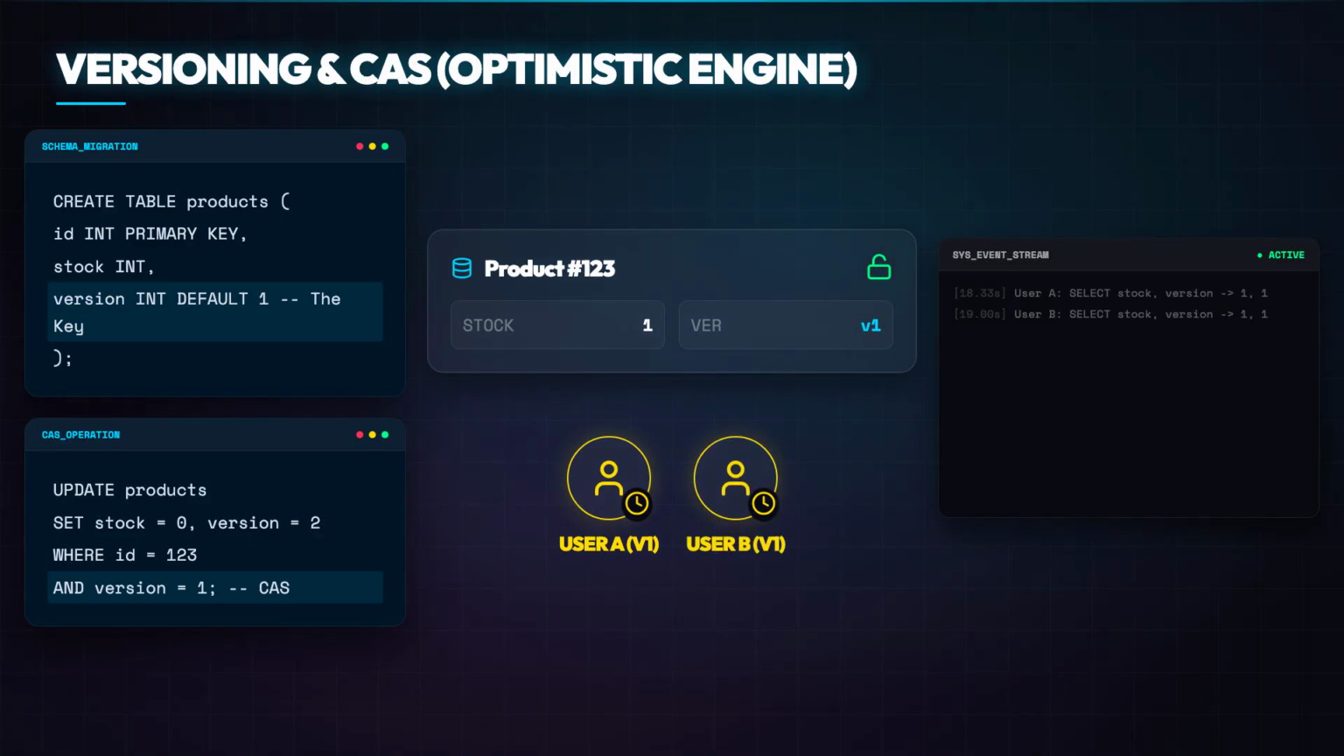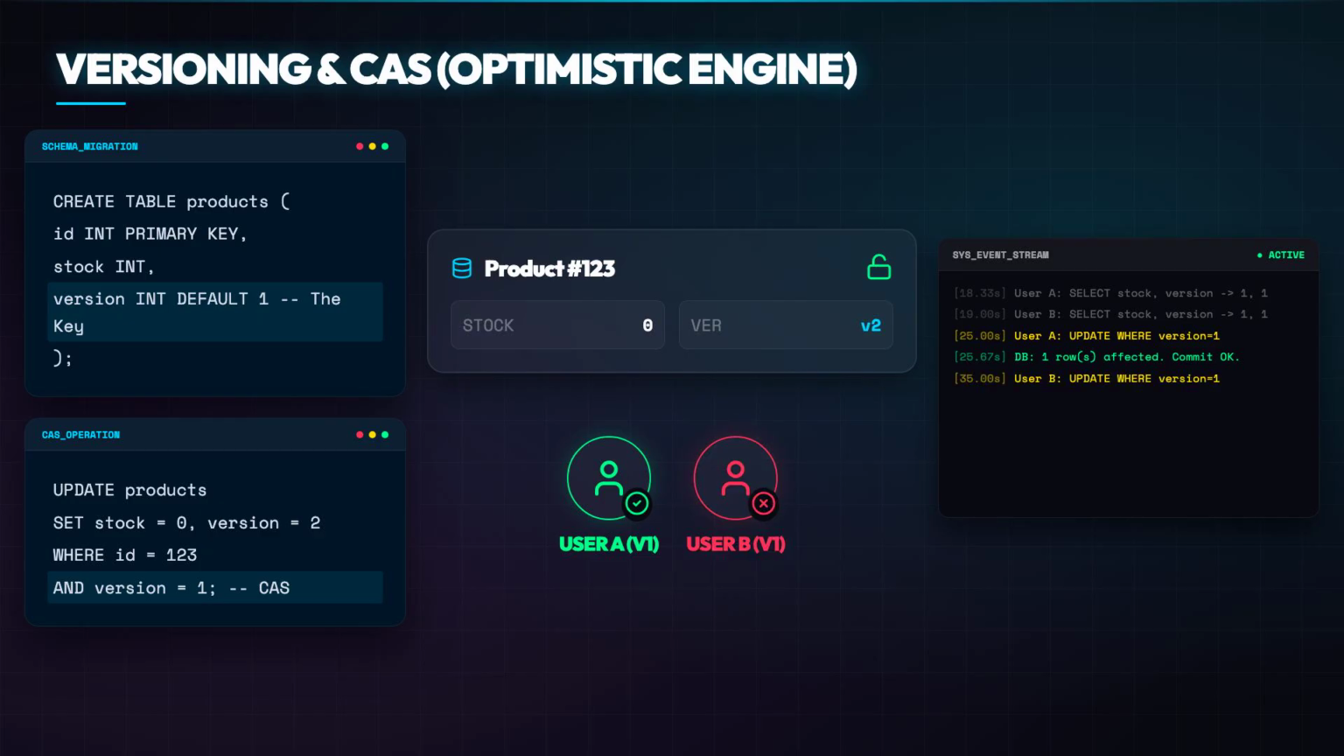But when it's time to write, the database performs a compare and swap operation. SQL says, update to 0 only if the version is still 1. User A arrives first, matches the version, and succeeds, bumping the version to 2. User B arrives milliseconds later, sees a version mismatch, and the update fails silently. No wasted memory. No blocked threads. Just a clean rejection. Move along.